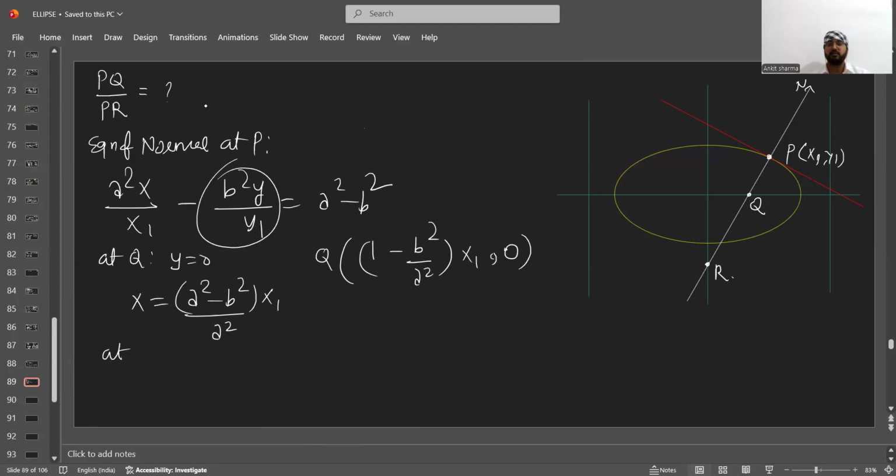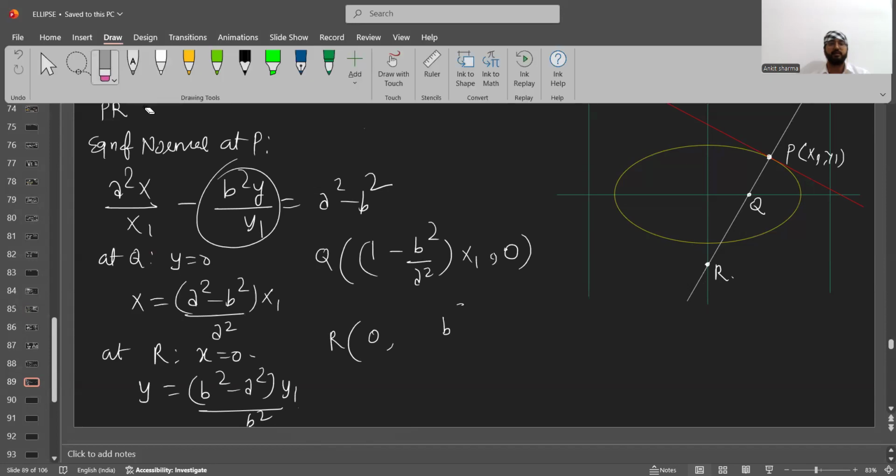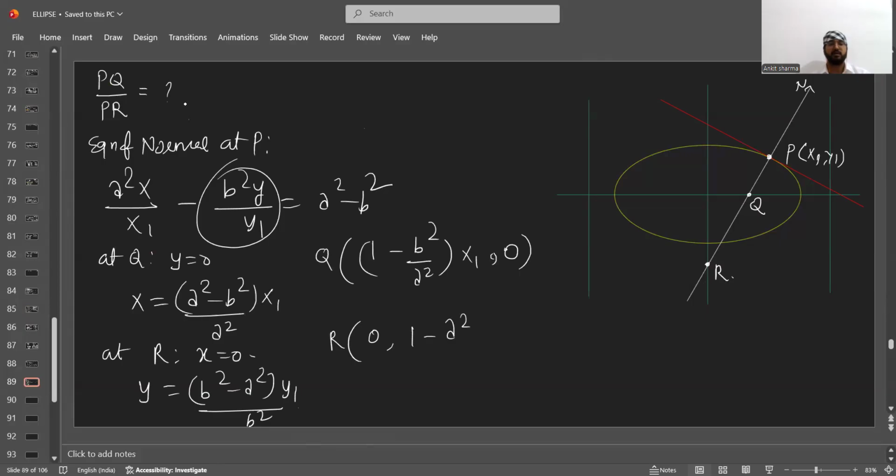And at R, what happens? My x is 0. So when x is 0, this gets cancelled, and I'll be having here y is equal to b square minus a square into y1 over b square. So coordinates of R are basically 0, comma. We can simplify this here again, and I'll be having 1 minus a square over b square times y1. This is my R. Now we need here PQ over PR, so this is going to be distance formula.